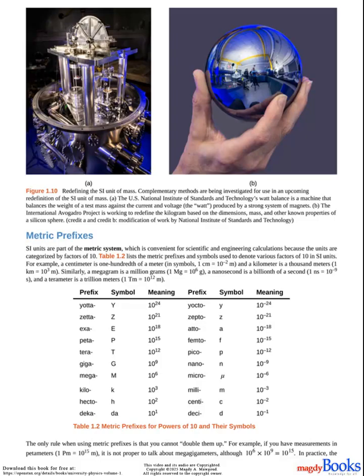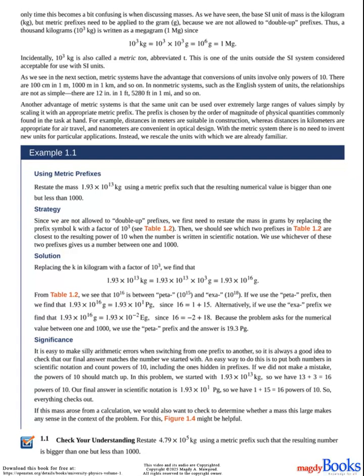The only rule when using metric prefixes is that you cannot double them up. For example, if you have measurements in petameters, 1 petameter equals 10^15 meters. It is not proper to talk about megagigameters, although 10^6 multiplied by 10^9 equals 10^15. In practice, the only time this becomes a bit confusing is when discussing masses. As we have seen, the base SI unit of mass is the kilogram, but metric prefixes need to be applied to the gram, g, because we are not allowed to double up prefixes.